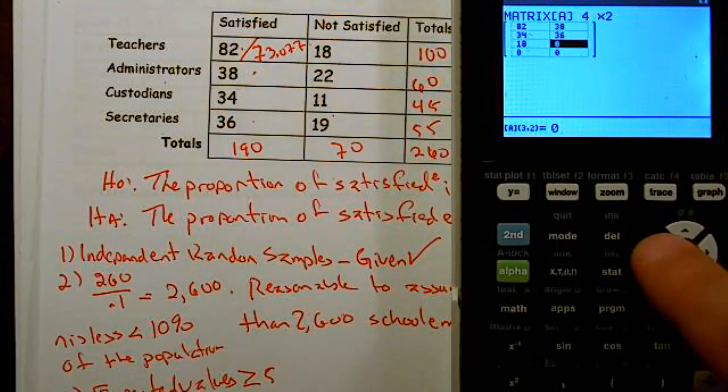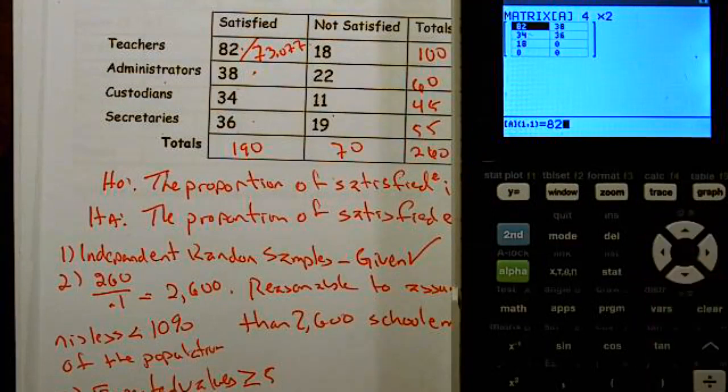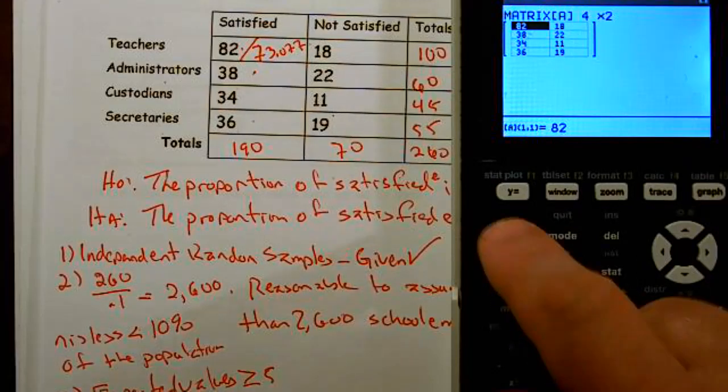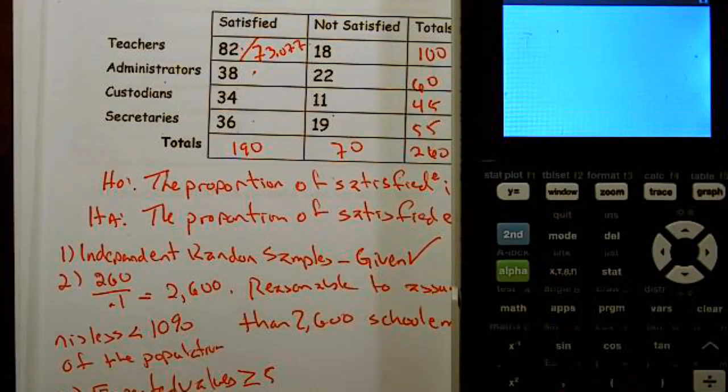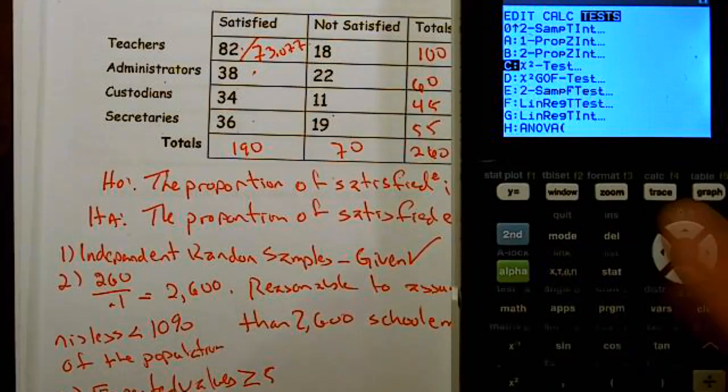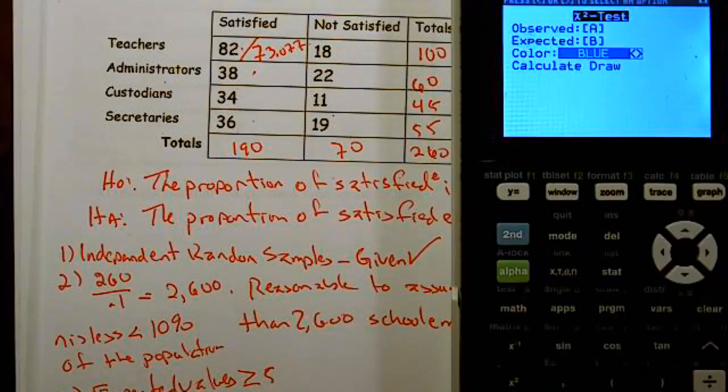I enter that data wrong. Back up: 82, enter, 18, enter, 38, enter, 22, enter, 34, enter, 11, enter, 36, enter, 19, enter. Does that match? Yes, it does. So I'm going to second quit, and I'm going to go ahead and run this test. Stat, test, chi-square test, A, B, and calculate.